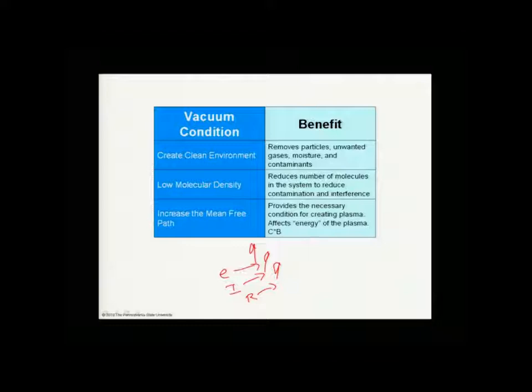So by having low pressure, we reduce the chances of these collisions, and we increase the mean free path, the distance between collisions. Mean free path control is very necessary for creating plasmas, for affecting the energy of the plasma, for affecting the directionality of beams, and for controlling etch profiles and so on. Mean free path is very important, and it can be controlled in vacuum systems.